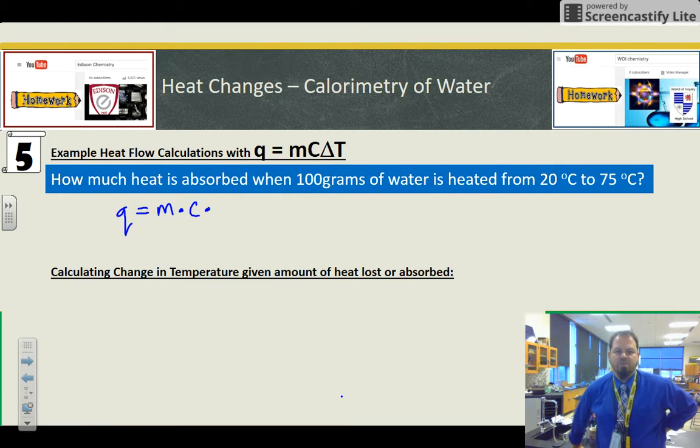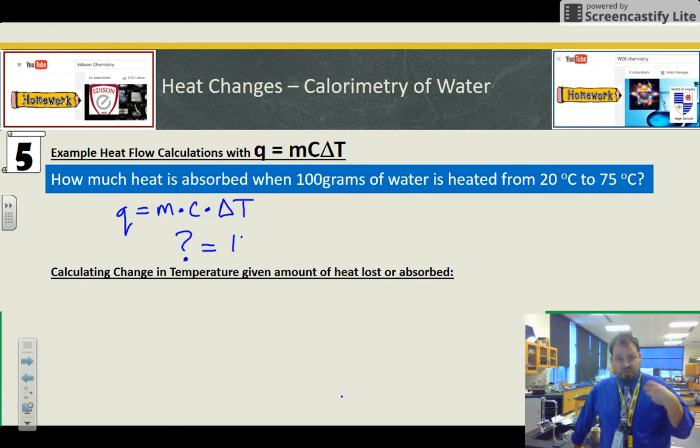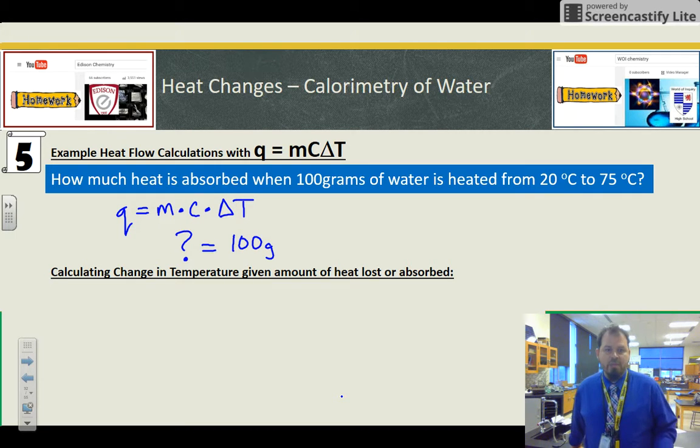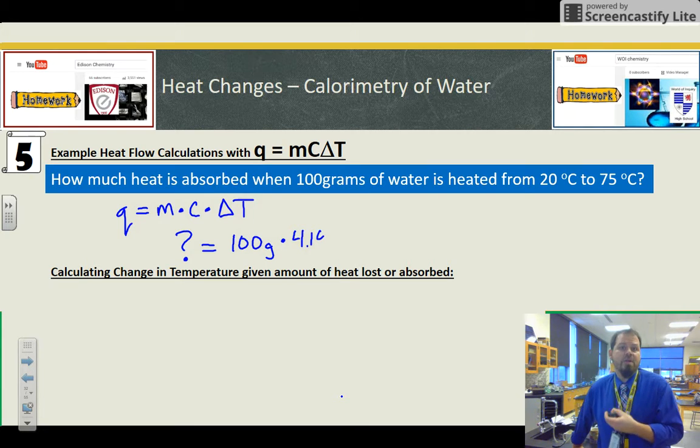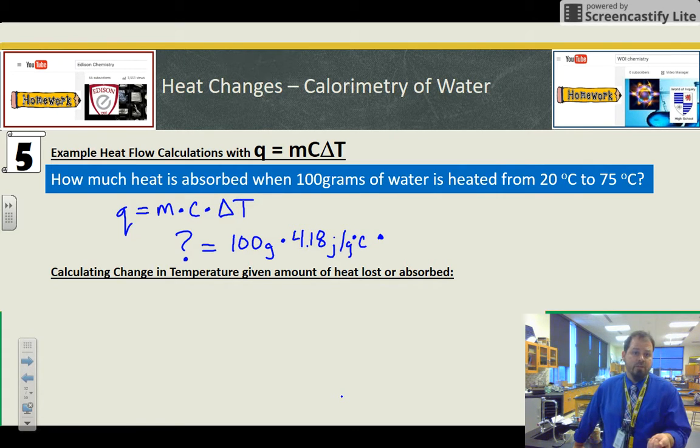It says how much heat is absorbed, so I'm looking for heat, when I have 100 grams of water that's heated from 20 degrees to 75 degrees. Now, if this wasn't in the notes where it was under q = mcΔT, I'd be looking to see that the temperature was 20 degrees and then it went to 75 degrees, so hence a change in temperature. I need to decode that, so I need to use the change in temperature equation.